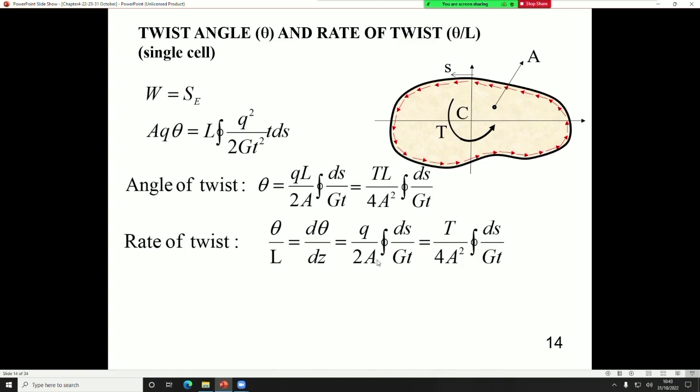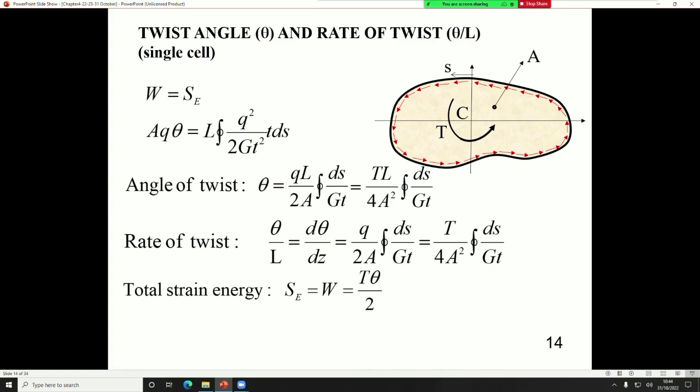Now in the book by Megson, in the majority of pages, it uses d theta over dz rather than theta over L. In some books, they write theta over L. So I repeat, theta over L is the rate of twist. In some books, they use d theta over dz, and in some books, they use theta over L. I repeat, in Megson, Aircraft Structures, in the majority of pages, it uses d theta over dz. They both have the same meaning. So I repeat, A is the area enclosed by the perimeter. This is a loop integral of ds divided by Gt, and Gt remains inside the integral.